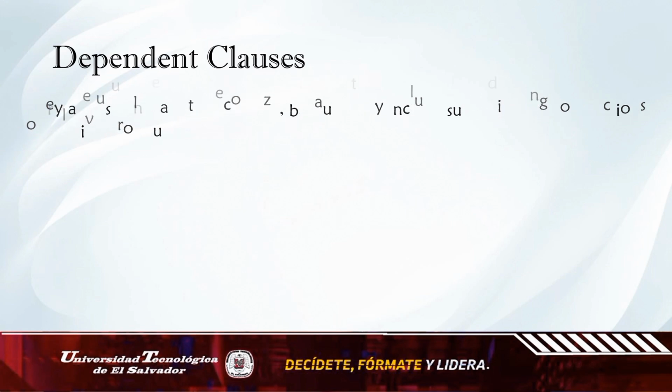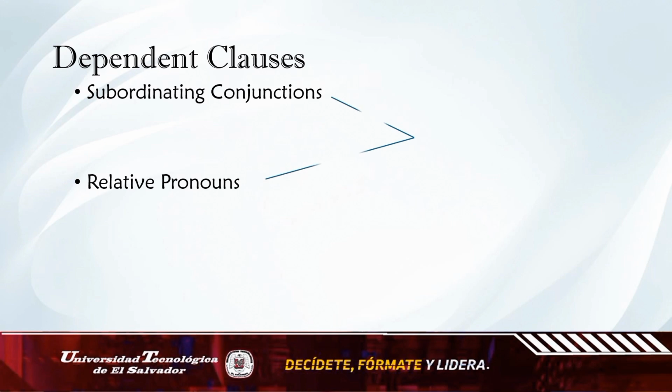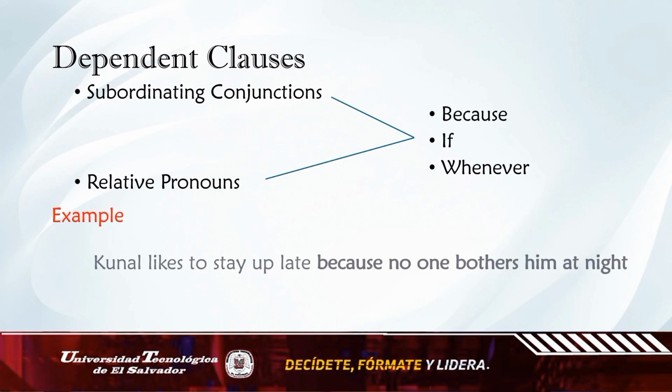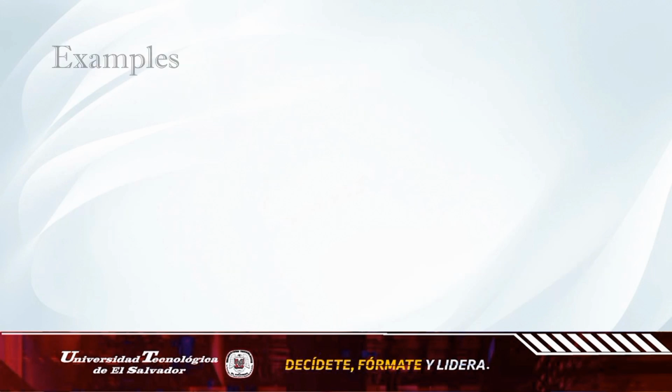Subordinating conjunctions and relative pronouns are words like because, if, or whenever, that signal a relationship between the dependent clause and the independent clause it joins. For example, Kunal likes to stay up late because no one bothers him at night. Here we have some examples of independent and dependent clauses.